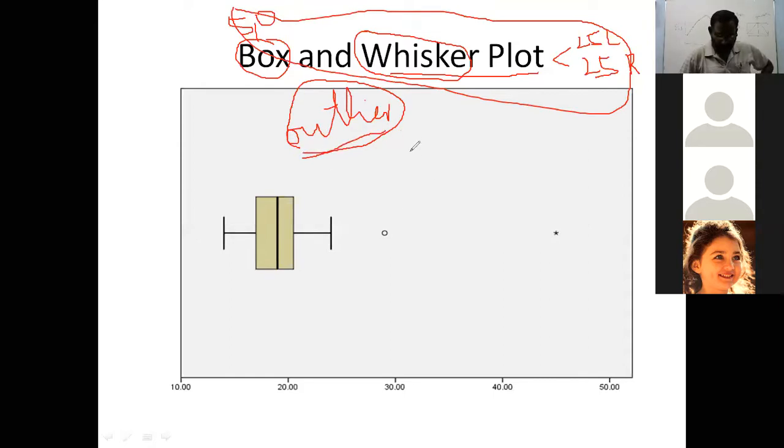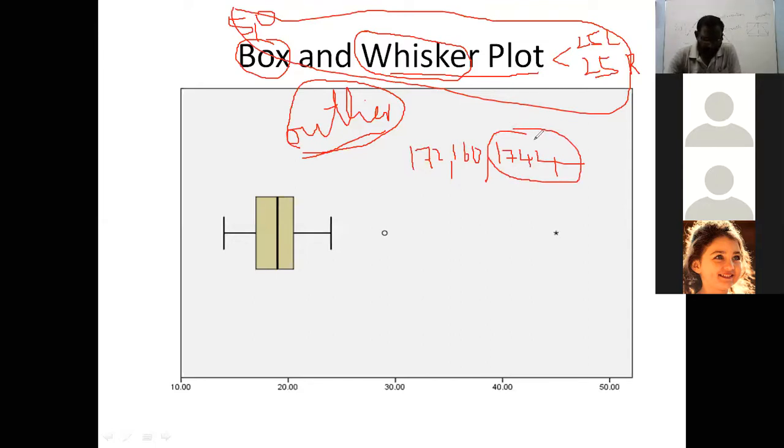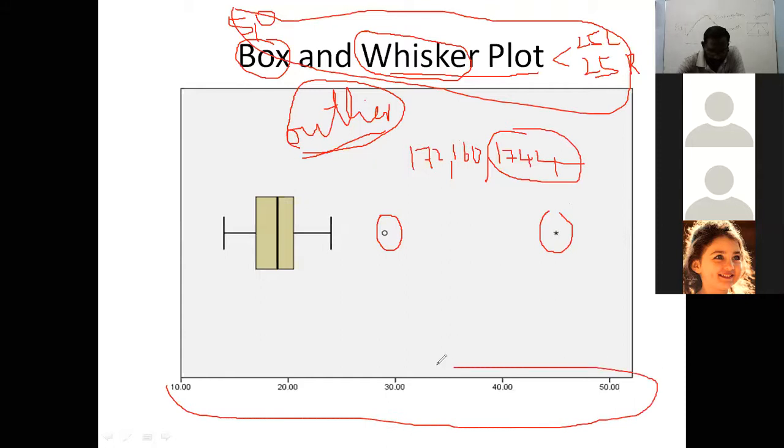For example, if I measure the height of different people, if I say 172 centimeters, 160 centimeters, and suddenly I have a value of 1744, is it possible to have a value like this in the data? So that is an outlier. This outlier can be seen using the Whisker plot. This is how we indicate the outlier in the Whisker plot. This is on a scale, you see.